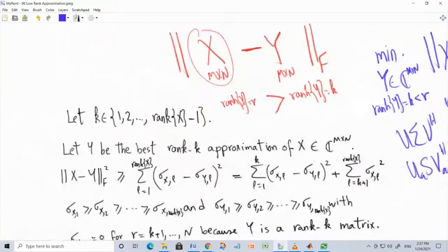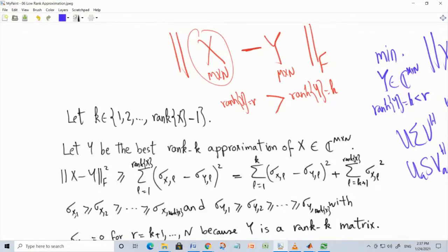How can we choose K? K is given. Yes, exactly. So you say I want a rank 2 matrix, rank 1, or rank anything that is smaller than R. K is given here. Okay, so how can we show that this is actually true?